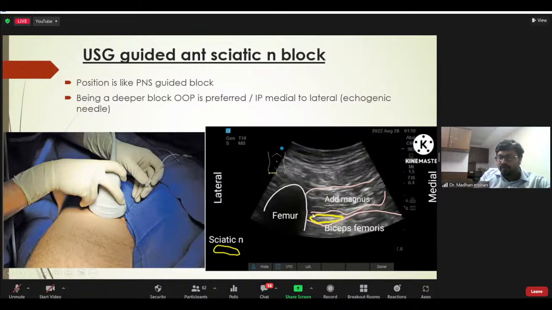and the nerve will be lying close to the femur. Okay, this is where you're going to deposit the drug, and you can come in plane or out of plane. But if you are coming in plane, I would suggest to come medial to lateral. If you are coming lateral to medial, you may go and hit the femur. It is difficult for you to reach the nerve. So you may need to come more like this, which will be like an out of plane.